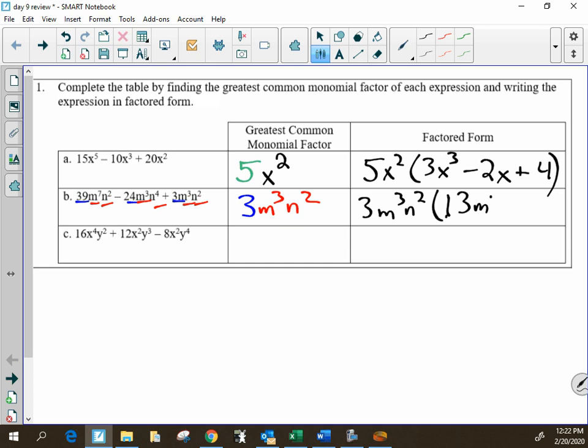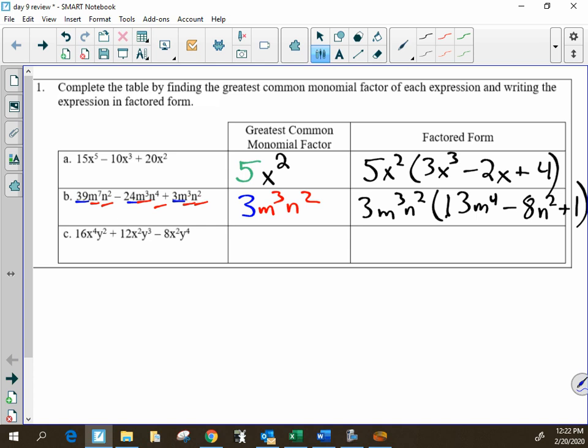m to the 4th minus 8 n squared plus 1. Because remember, any number divided by itself is 1.